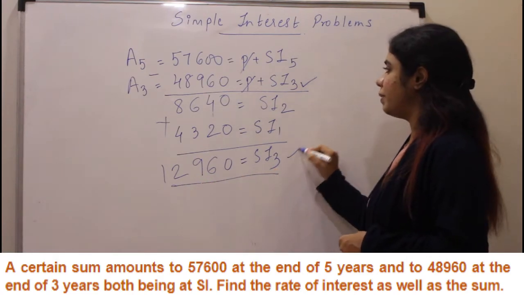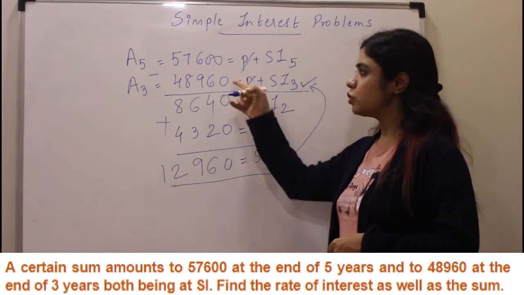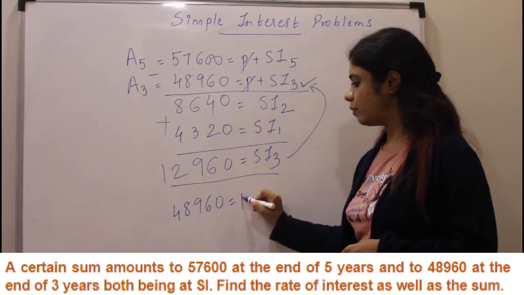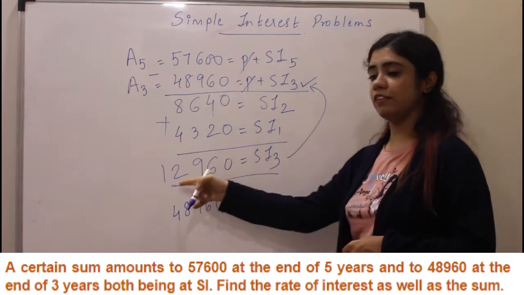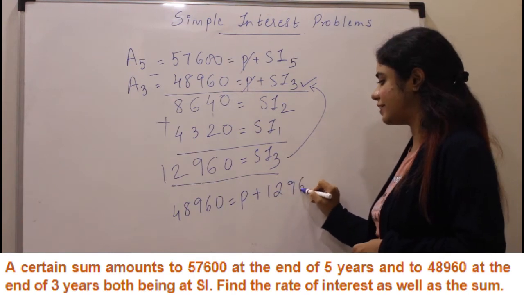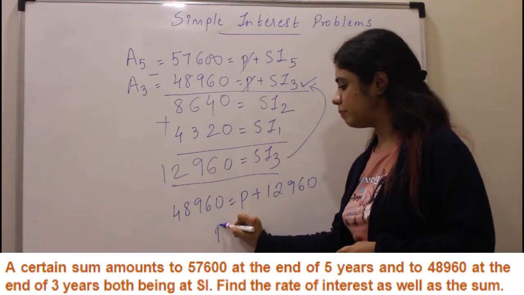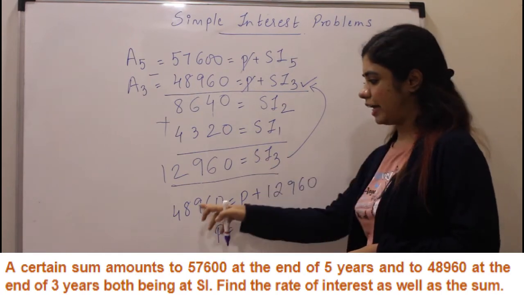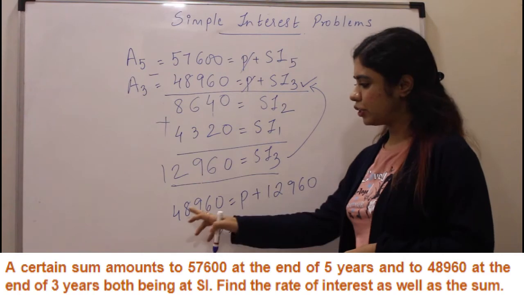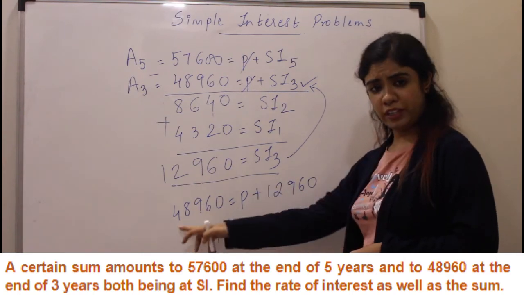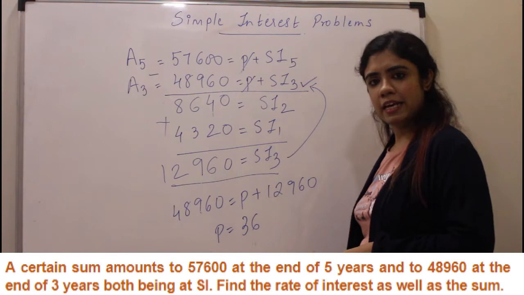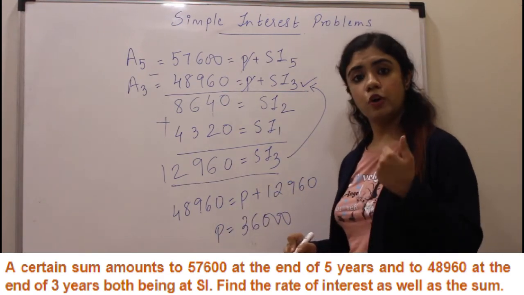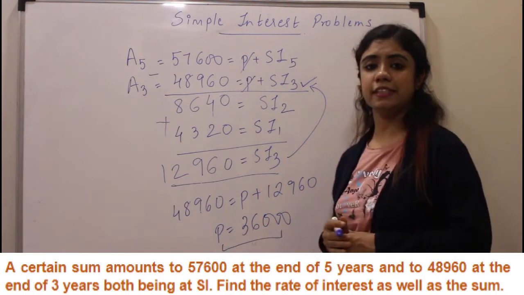तो ये value मैं इस equation में substitute करूँगी. So the amount after 3 years is 48,960. That is equal to principal plus simple interest after 3 years is 12,960. ठीक है, तो if I ask you principal कितना होगा? 48,960 minus 12,960. तो 960 तो 0 हो जाएगा. बचा क्या? 48 minus 12. 48 minus 12 will be 36 and 960 minus 960 will give you 3 zeros. So your principal value is 36,000.